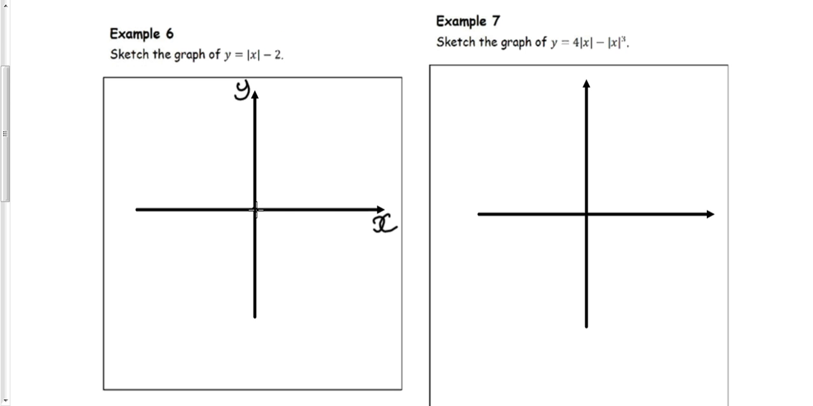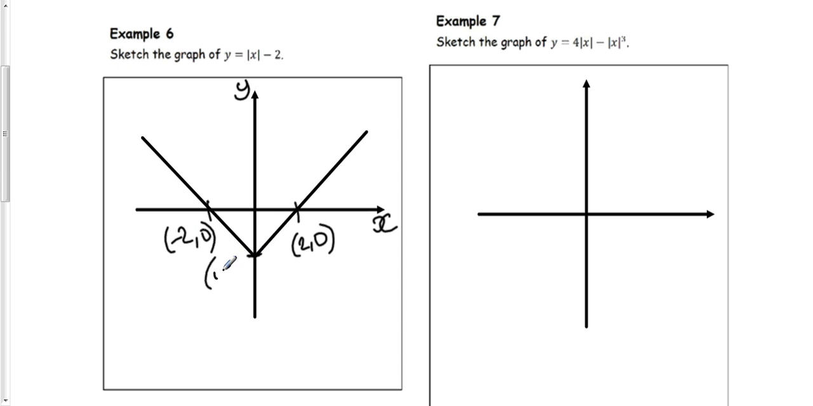So y equals mod x, you should be very familiar with by now. It looks like that. That's the graph of y equals mod x, and then take account of this minus 2, which would move this graph down 2 units. There it goes. And of course, as you'd expect, we end up with the same graph as the other method I used. So this will still go through the x-axis at 2, 0 and minus 2, 0, and through the y-axis at 0, minus 2.